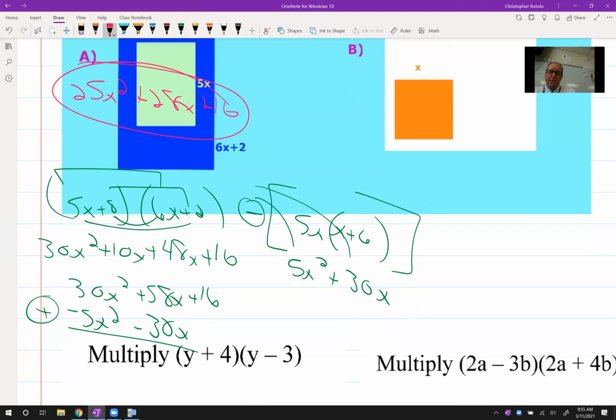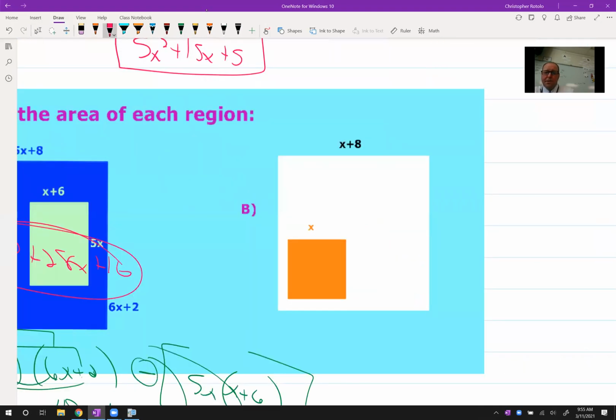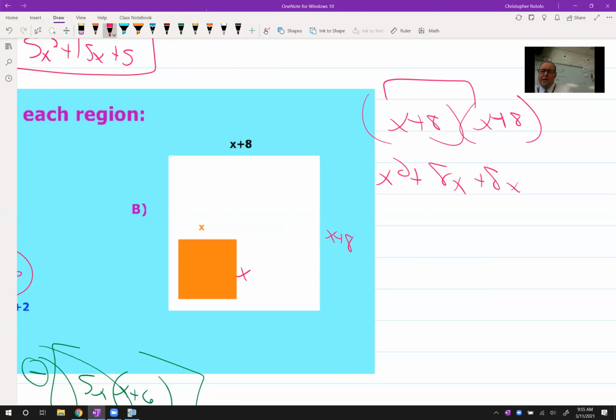All right, B gets a little bit different because we gave you squares, right? So if this side is x plus 8, this is x plus 8. And if this side is x, then this side is x. So here we go, x plus 8 times x plus 8. So we get x squared in the first. Outside is 8x. On the inside, I'm going to get 8x. And 8 times 8 is 64. So x squared plus 16x plus 64.